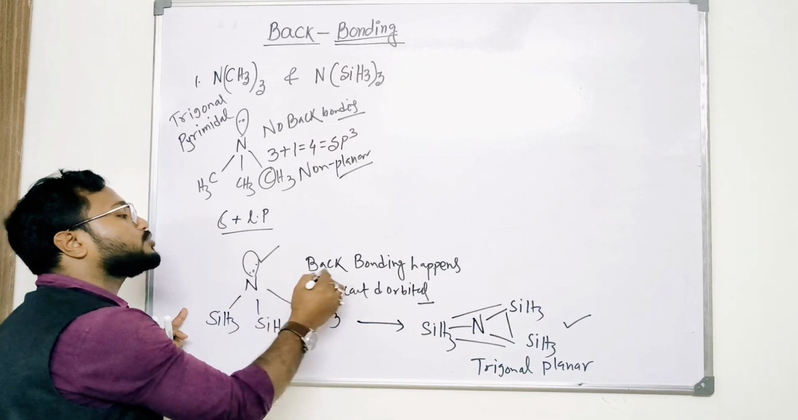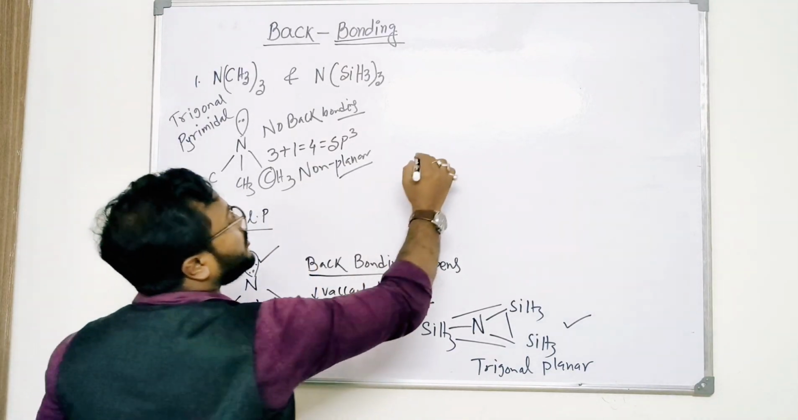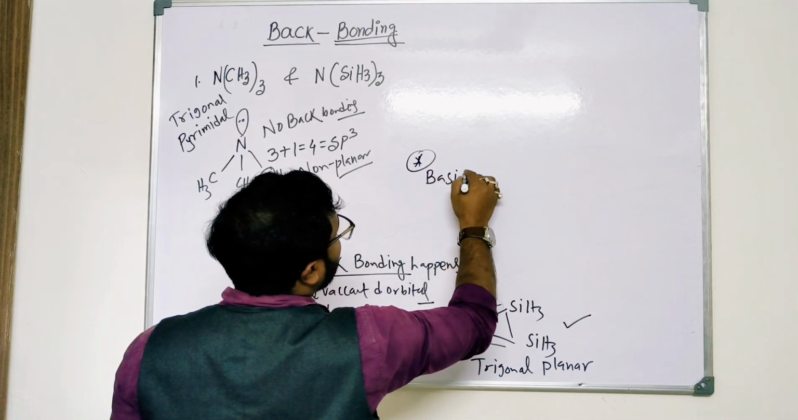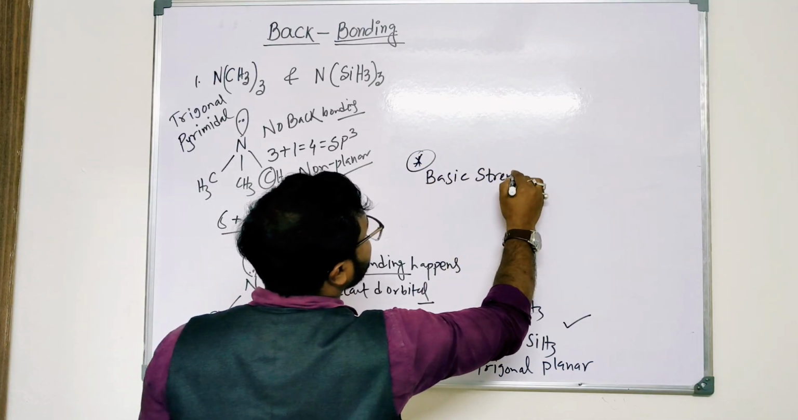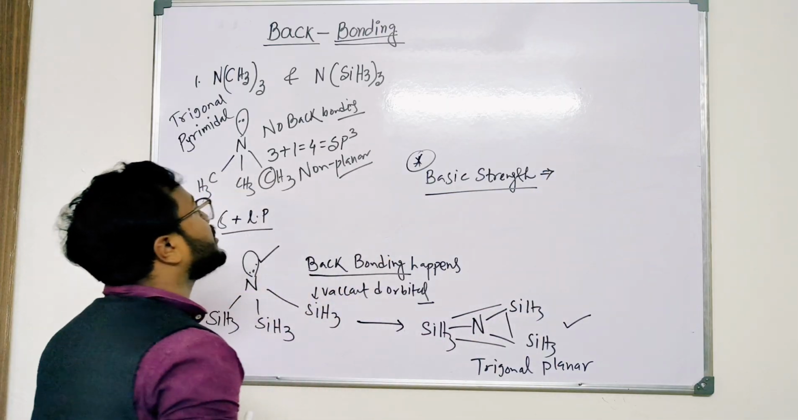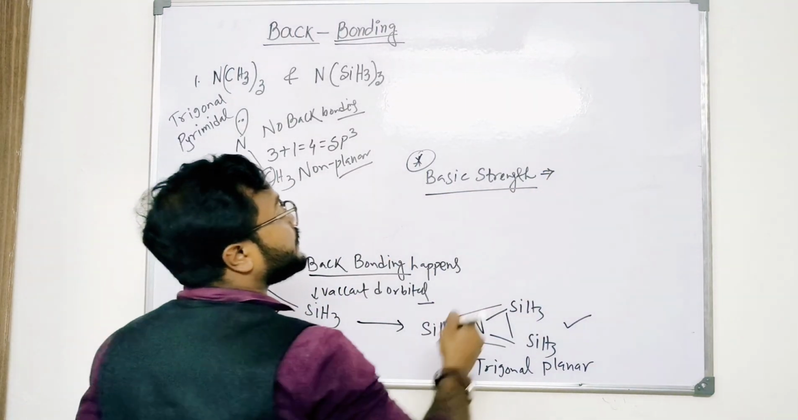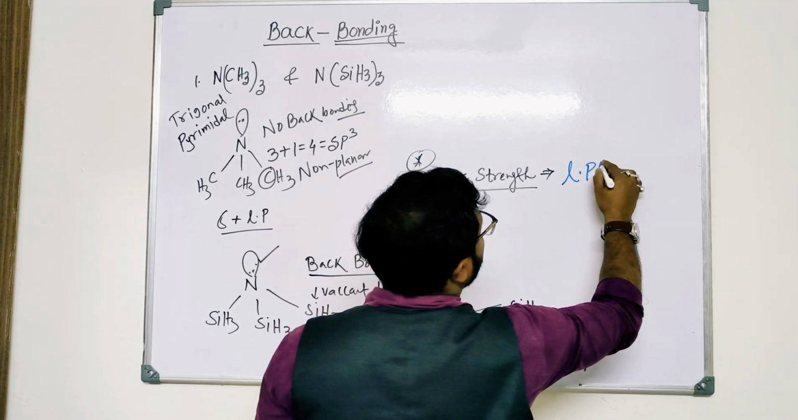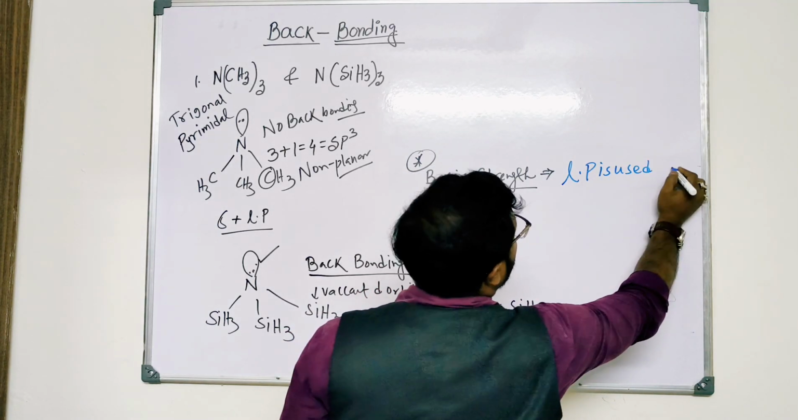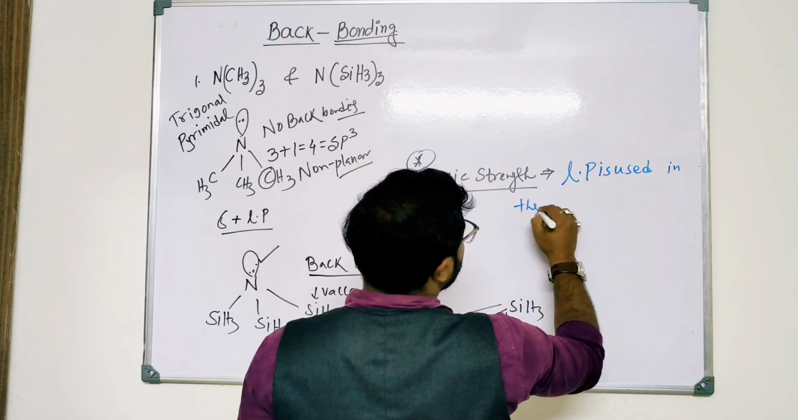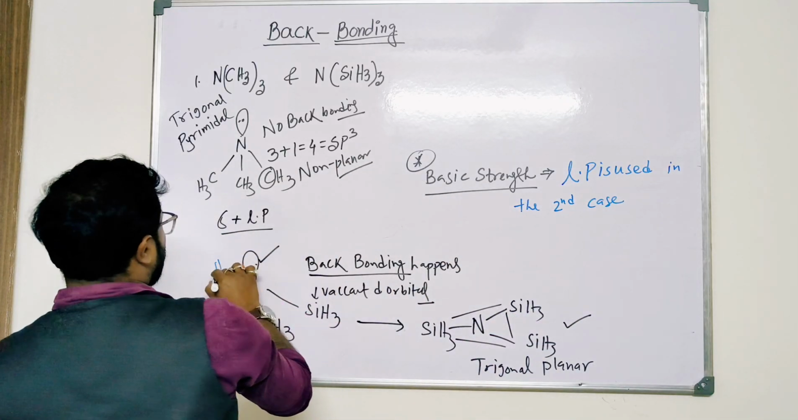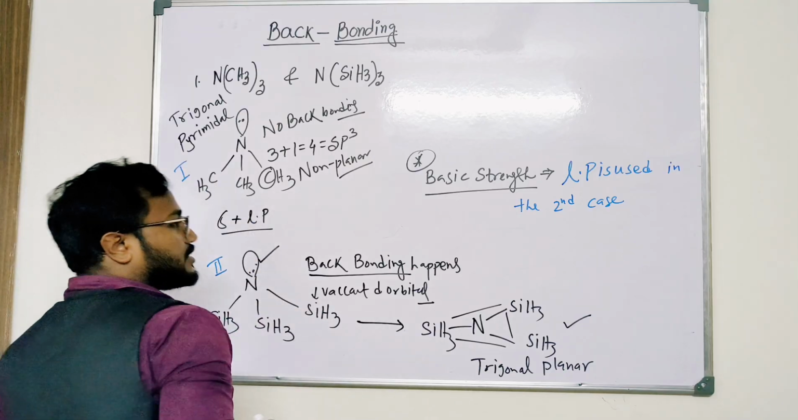Let's talk about the basic strength of the molecule. Its lone pair is already used in back bonding. So what can we say about their basic strength? We can say that the lone pair is used in the second case. I am marking this as the second case, and this is the first case.